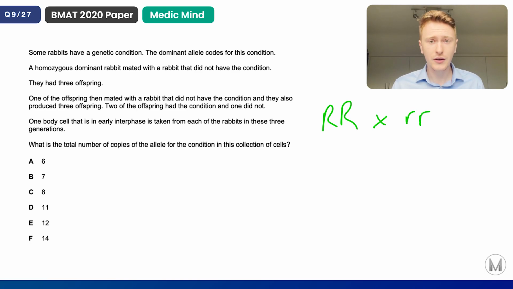From this crossing, you can see that the offspring can only inherit the big allele from the one with the condition and the little allele from the one that didn't have the condition. So all offspring, all 3 of them, must be heterozygotes.